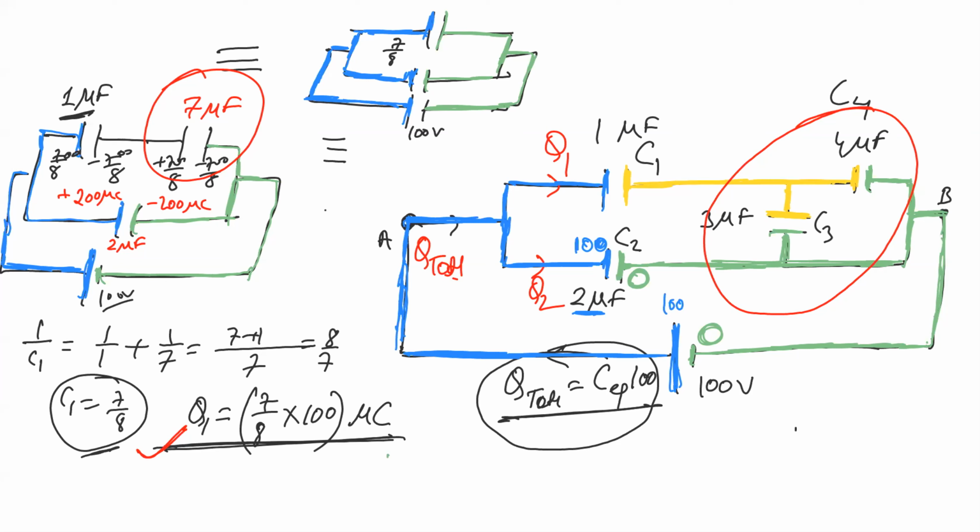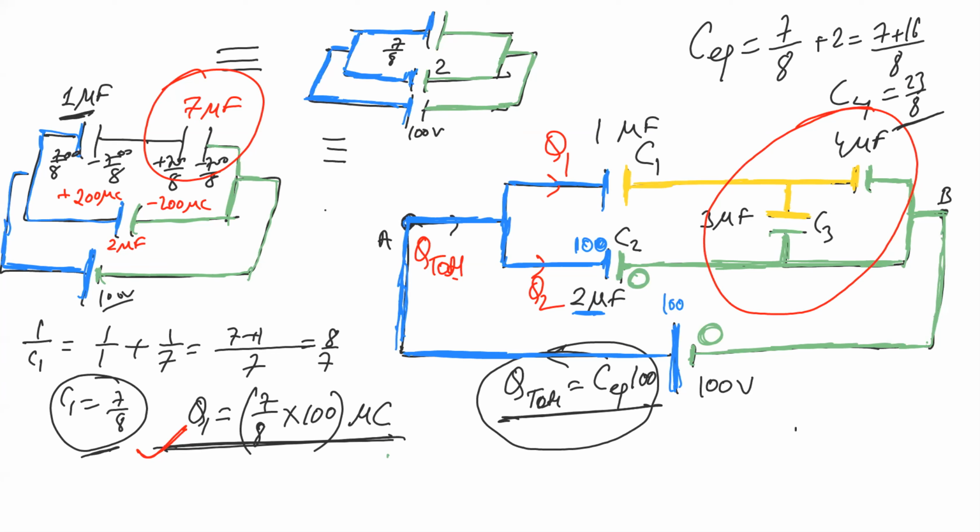But if in this question the entire capacitance is asked instead of this one, what will be the total capacitance? 7 by 8 we calculated here and 2 here. So what will be the answer for C equivalent for this question? C equivalent will be 7 by 8 plus 2 directly, because the 2 will be in parallel then. So it will be 7 plus 16 by 8. 7 plus 16, how much will it be? 23 by 8. So 23 by 8 microfarad will be the value of capacitance.